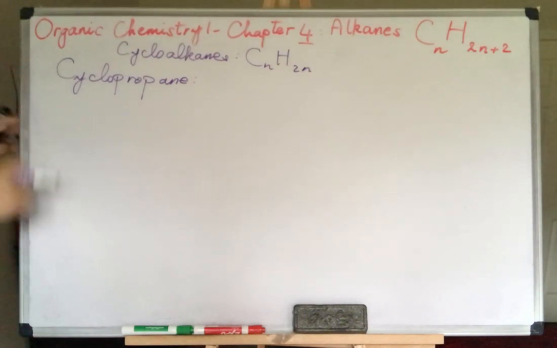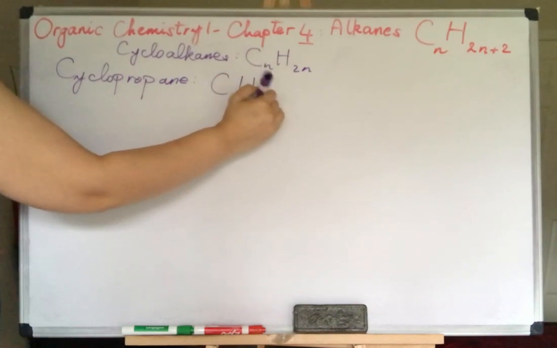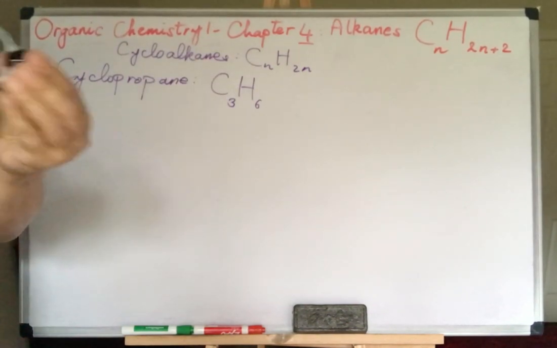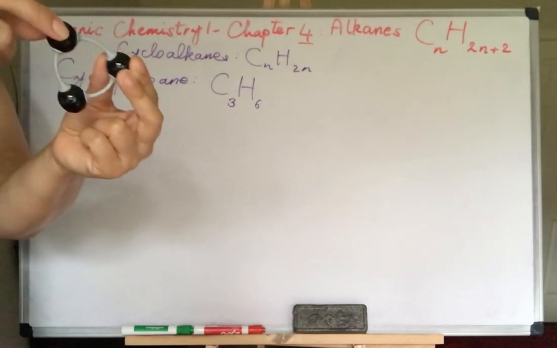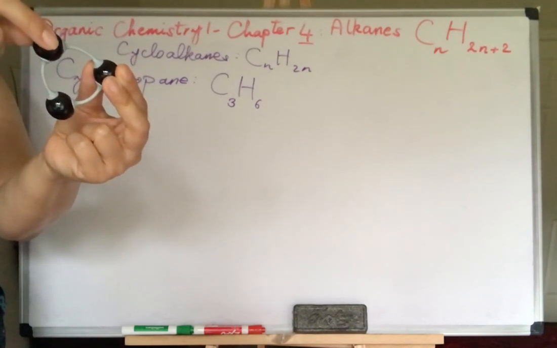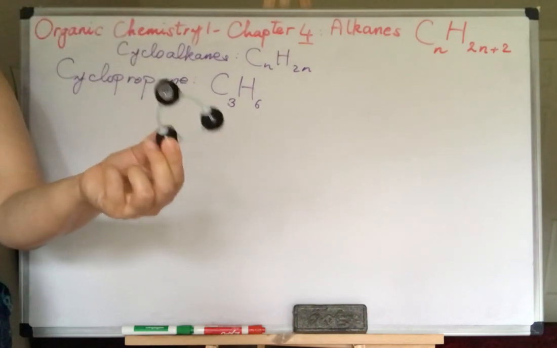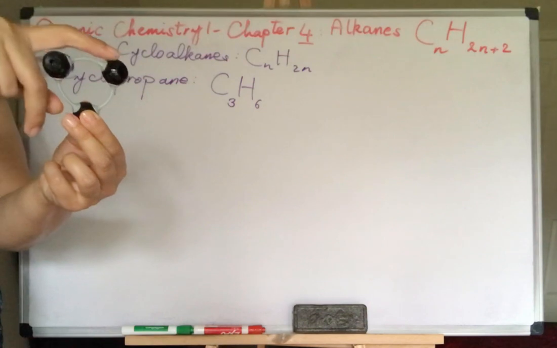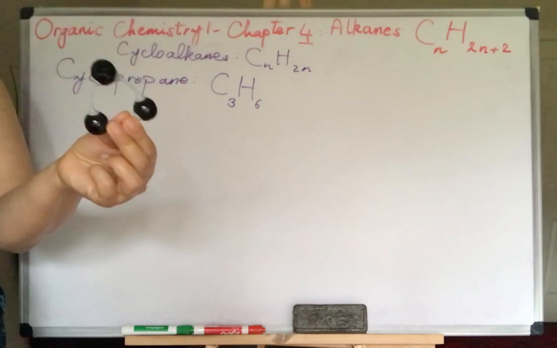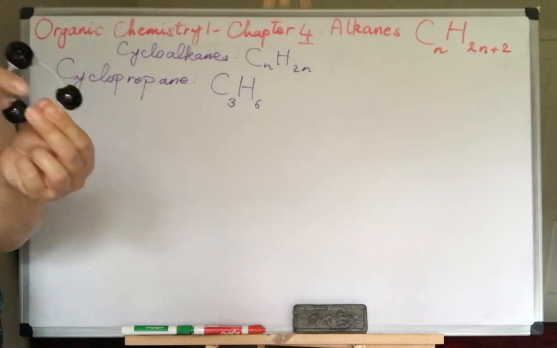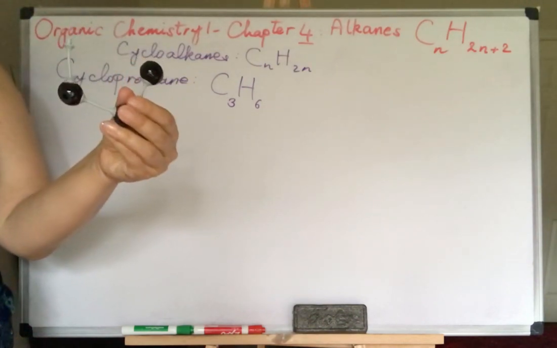So for cyclopropane, we have C3H6. In my molecular model, I haven't shown the hydrogens, but you can guess that two hydrogens are attached to each carbon. And you see, because the size of the ring is too small, the bonds are kind of bent. So cyclopropane is extremely unstable and it's ready to pop open in reactions.